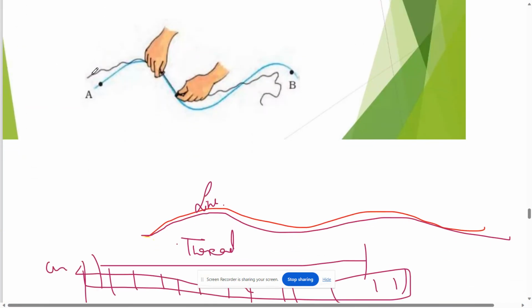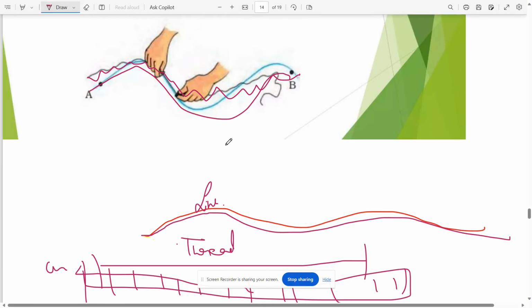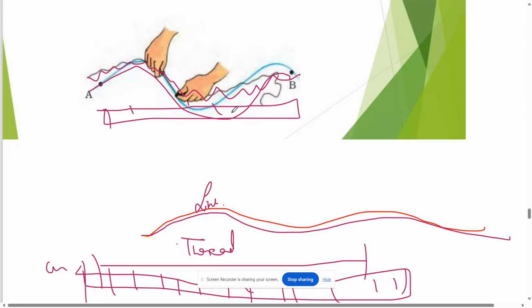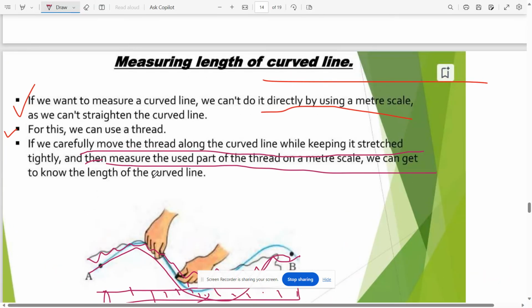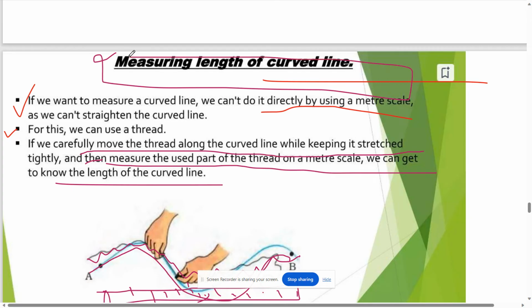And like I told, this is the object, the steel wire that we are considering. This is the thread. Make sure it is straightened so that no extra thread is extended. Now measure it with the scale, and we can measure its length. In this way we can measure lengths of curved lines.